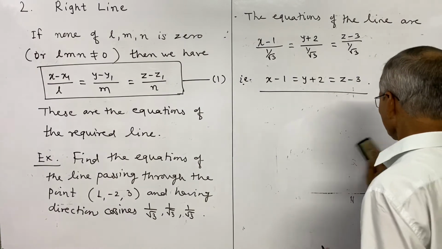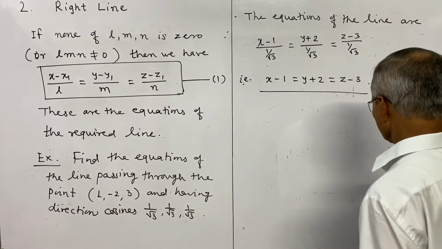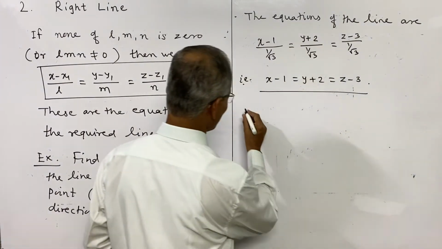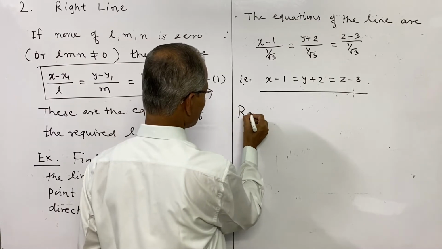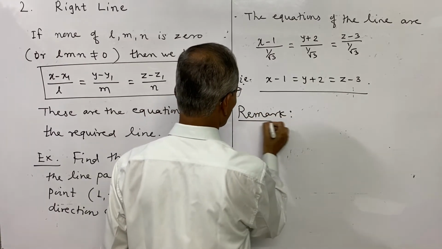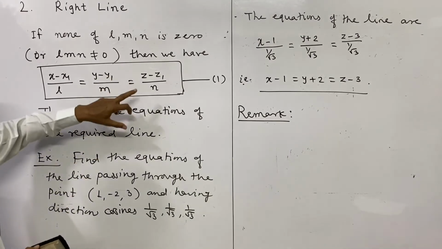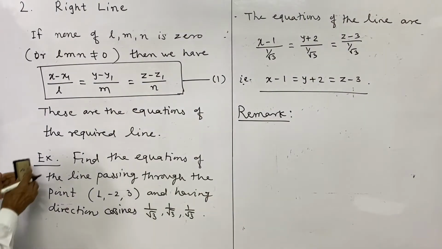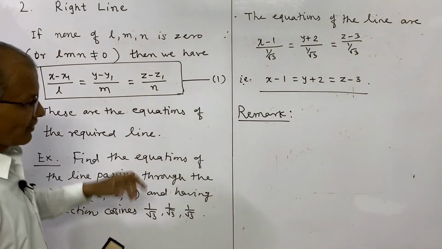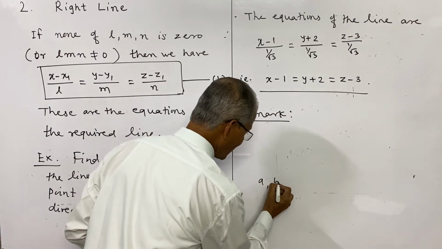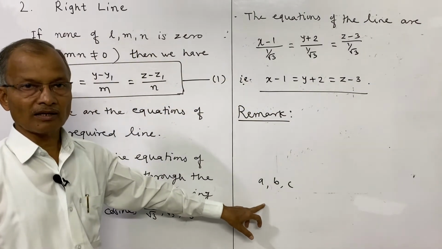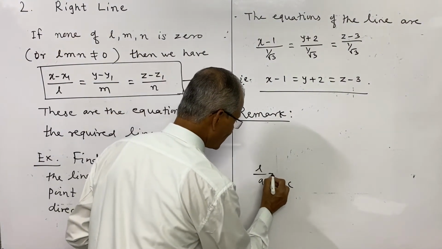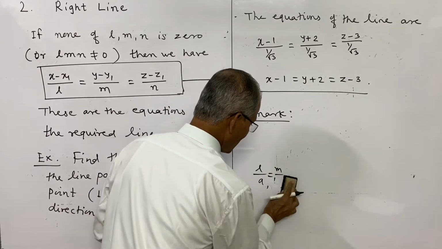Now, instead of direction cosines, if direction ratios are given, what will be the equation of the line? So we write that as a note or remark. We know the relation between the direction cosines and direction ratios. The direction cosines we have denoted by l, m, n, and the direction ratios we denote by a, b, c. The DCs and DRs are in proportion. That means l upon a is equal to m upon b is equal to n upon c.